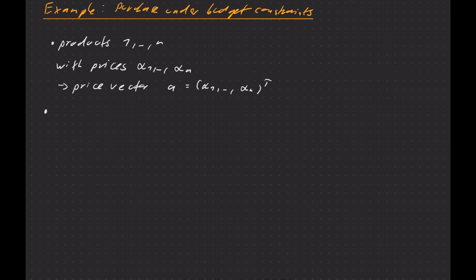Then, of course, we have a budget. We call that budget beta. Beta is a real number greater than 0. So that's the budget we can spend. And we have a desired purchase. So we'd like to purchase x1 bar units of good 1, x2 bar units of good 2, and so on, up to xn bar units of good n.